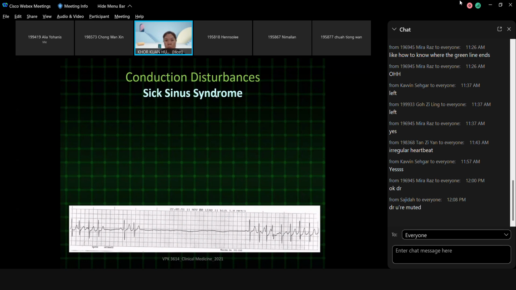Sick sinus syndrome. The keyword here, sinus, meaning the P wave. So we look at the P wave. P, QRST, P, QRST. No P, QRST. No P. Suddenly P says, okay, I'm working, PQRST. No P. Ventricle decided to just fire. Then, no P. P stays still.